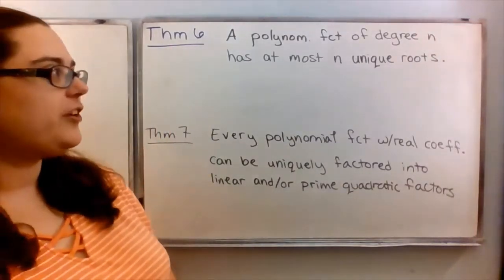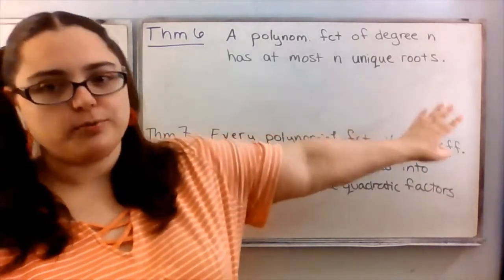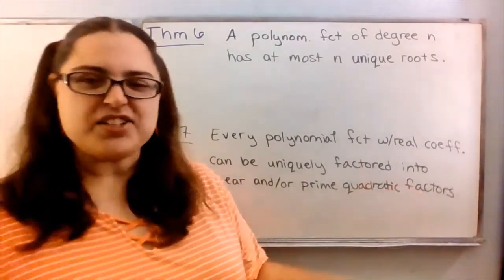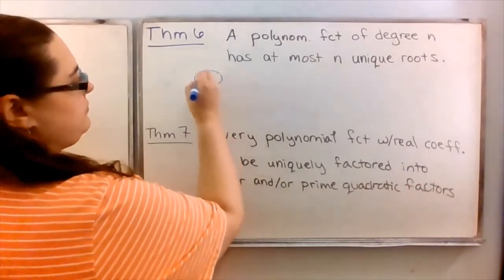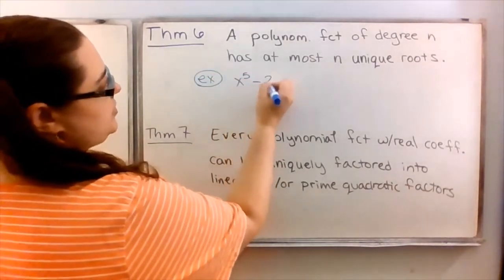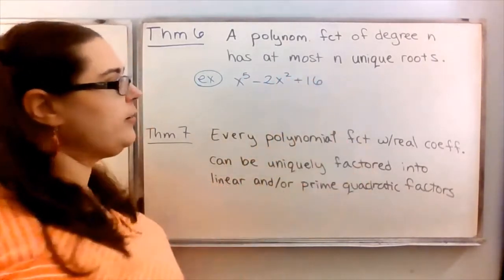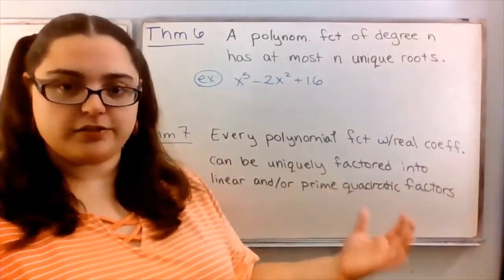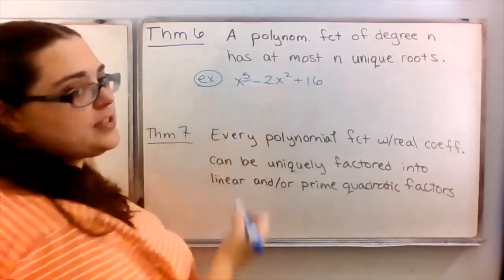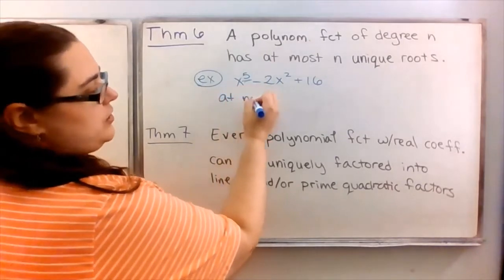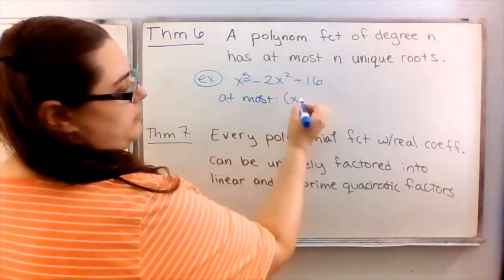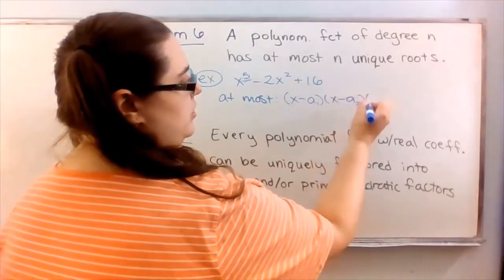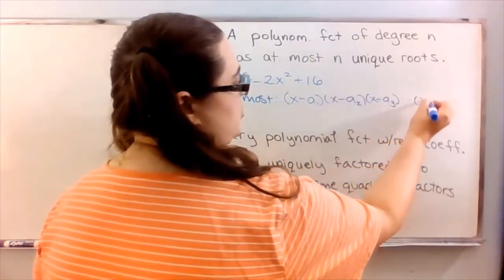In theorem 6, a polynomial function of degree n has at most n unique roots. So what that means is, let's say I have something like x to the 5th minus 2x squared plus 16, and I wanted to factor this. If I were to factor this into linear factors, it would have at most 5 such factors. So at most, we'd have something like x minus a1, x minus a2, all the way up to x minus a5.